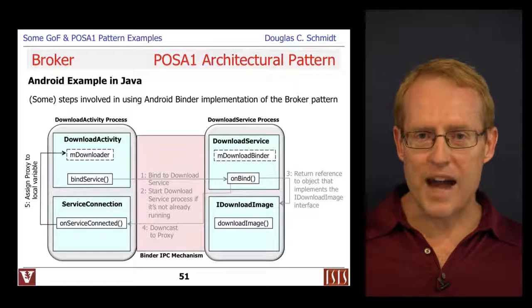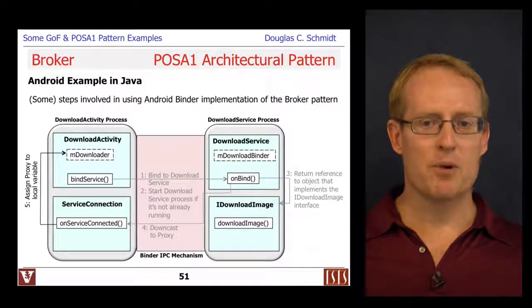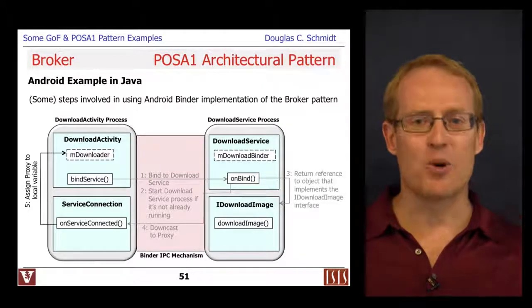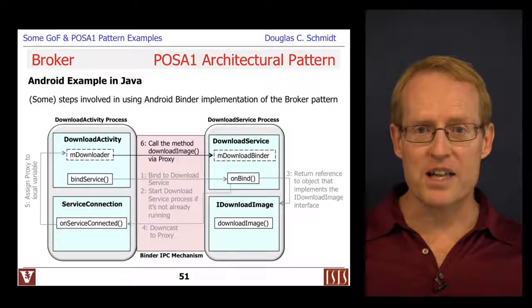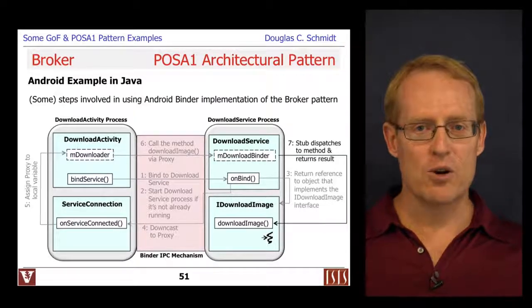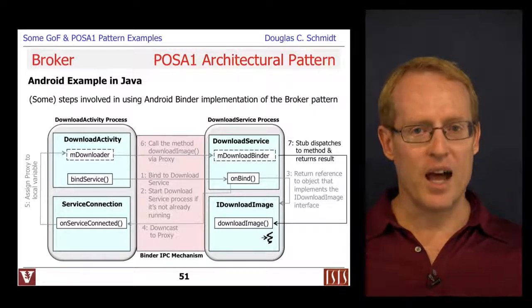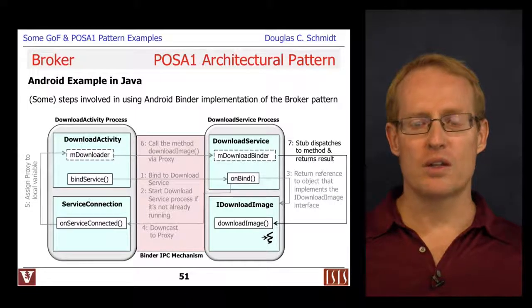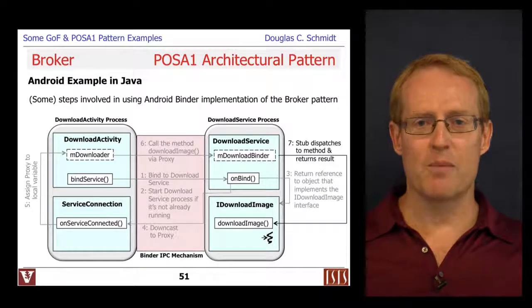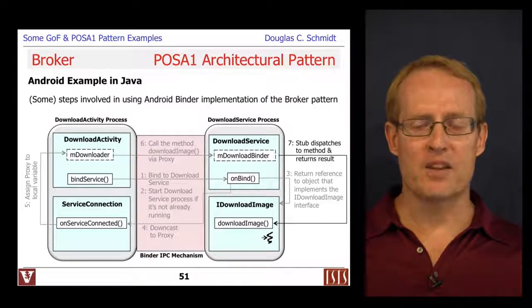The proxy that comes back is downcast and stored into a local data member, which is really the proxy at this point. And when the activity invokes the download image method on the proxy, that in turn triggers a call back to the corresponding method on the iDownloadImage object. And that object's method runs in a separate thread of control, does the work to download the image from the web server, and then it returns a URI back to the client activity, also using the binder.